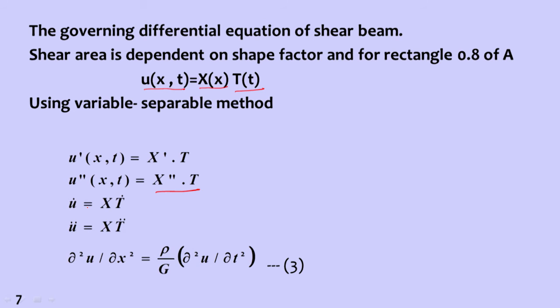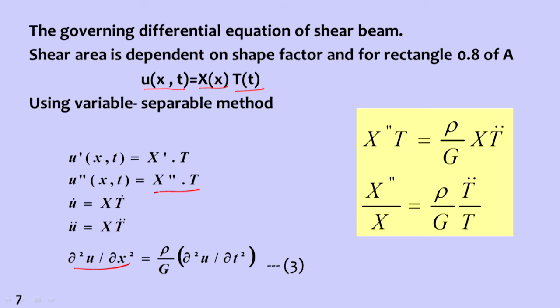Now if I substitute in the governing differential equation, ∂²u by ∂x² is equal to rho by G ∂²u by ∂t², I get X double prime T is equal to rho by G X T double dot. I can rearrange this, X double prime by X is equal to rho by G T double dot by T. So G by rho X double prime by X is equal to T double dot by T, not T dot. T double dot by T is equal to minus omega squared, so I am equating to some constant. That means T double dot plus omega squared T is equal to 0. This is one equation. The other is G by rho X double prime by X is equal to minus omega squared.